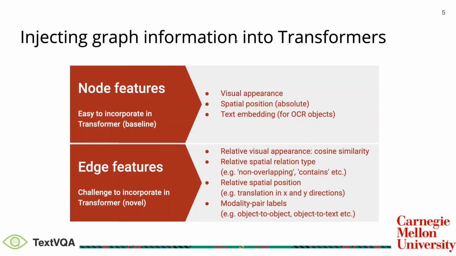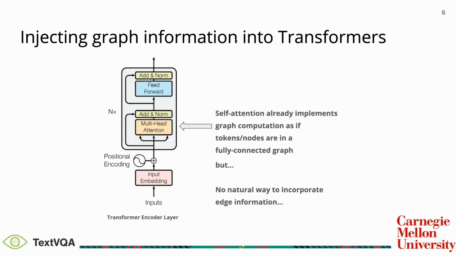Firstly, the M4C model uses the transformer architecture, which is implemented such that only point-wise features for each object are incorporated. And you can see some of M4C's features listed in the node features box. Our experiment involves incorporating edge-wise features between these objects into the transformer. For example, relative visual appearance, spatial relation type, spatial position, and the modalities of the two objects connected by the edges. By giving the model access to these relational features, our experiments show that performance on the TextVQA task improves. So then how do we inject or incorporate these relational or edge features in the architecture?